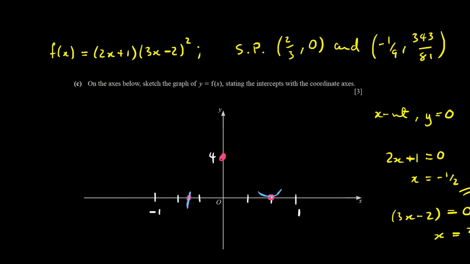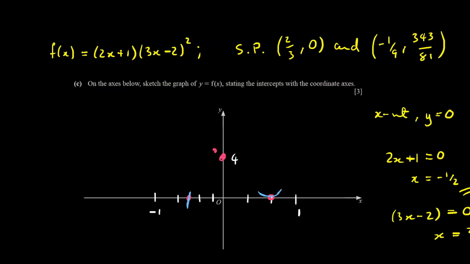So the first stationary point, 2/3, 0, is that one. We've already indicated that because we know that it's a double root, therefore it's touching the axis, so it's a stationary point. But the other one is negative a ninth, comma 343 upon 81. Well, what's 343 divided by 81? Let's see what that is as a decimal. That's 4.23. So where's that going to be? Negative a ninth is roughly there, and 4.23 is going to be slightly higher than 4, so our stationary point is going to be roughly there.